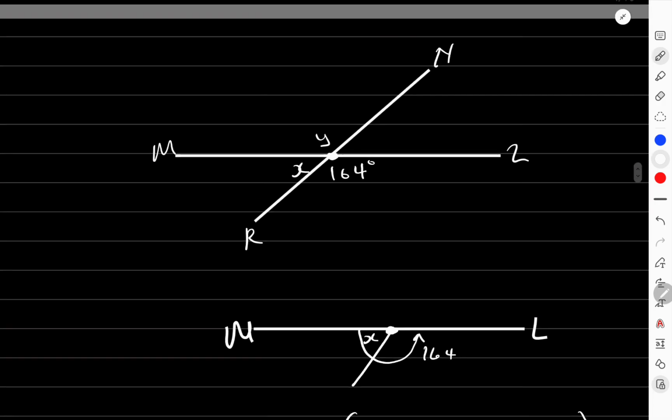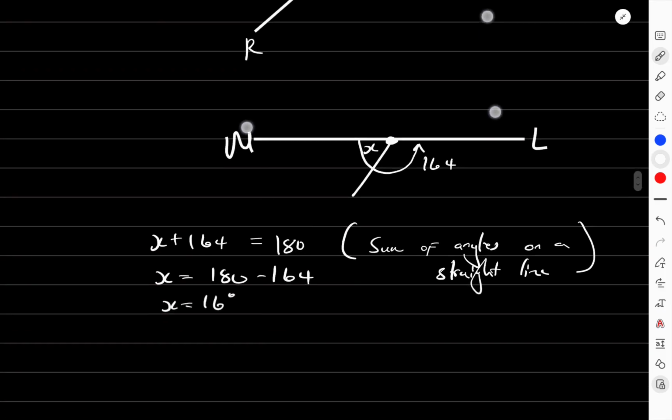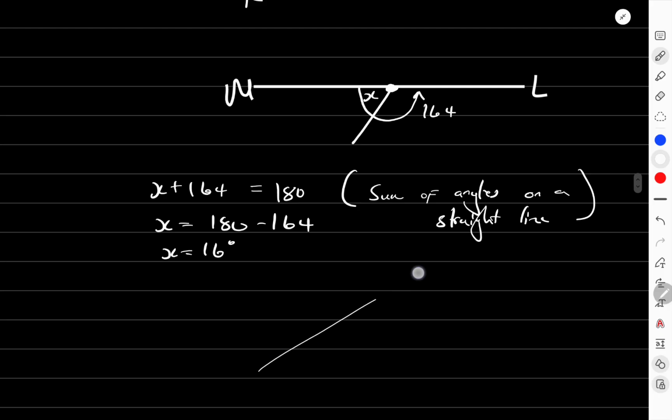Now, when I go to my diagram, I have a line which is known as RN. When I draw RN, it is a line like this, whereby I have R here and also I have N over there.